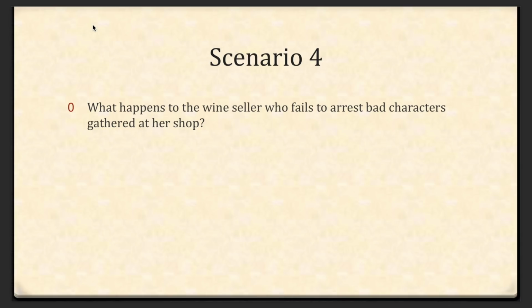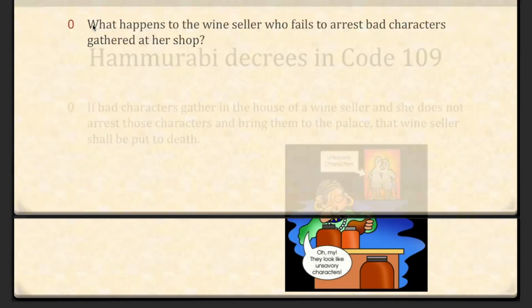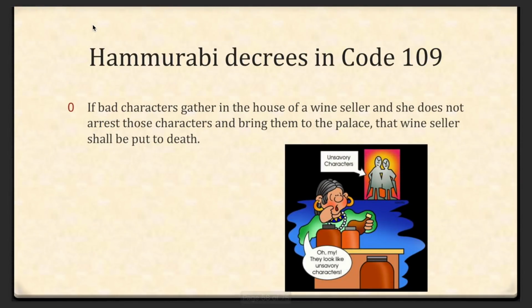Scenario 4. What happens to the wine seller who fails to arrest bad characters gathered at her shop? What do you think Hammurabi would do? Pause the screen. Well, Hammurabi says if you don't arrest those characters, that wine seller shall be put to death. Again, kind of intense.